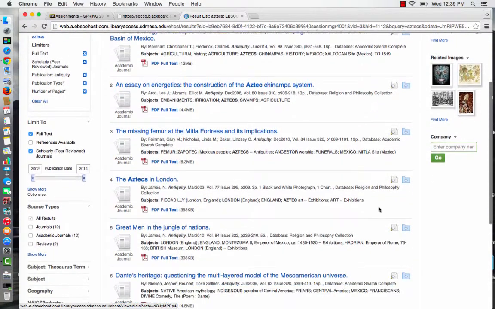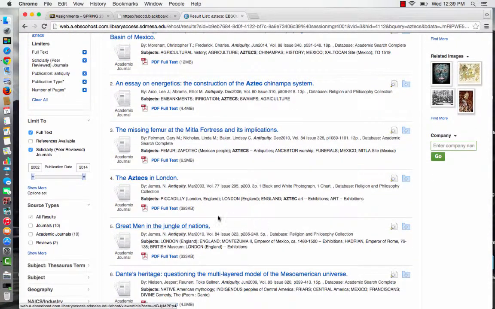But we see something a little bit funny here on choice 4. There's one called the Aztecs in London. Look, it's only 3 pages. For some reason, something goofy happens with the EBSCO system, in that even though we tell EBSCO we want articles that are 8 pages, look, it gives us returns that are 3 pages and 5 pages. So watch out for that.